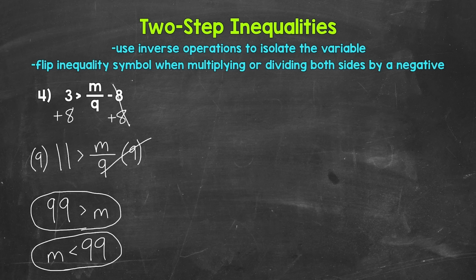Now let's plug in a value for m that is less than 99 to see if it works. Let's use 90. Since we are dividing, that will work nicely with that 9. And 90 is less than 99. So 90 divided by 9 minus 8. 90 divided by 9 gives us 10. 10 minus 8 gives us 2. And 3 is greater than 2. So that does work out. We are correct here. Again, our final answer, m is less than 99. So m can be any value less than 99.